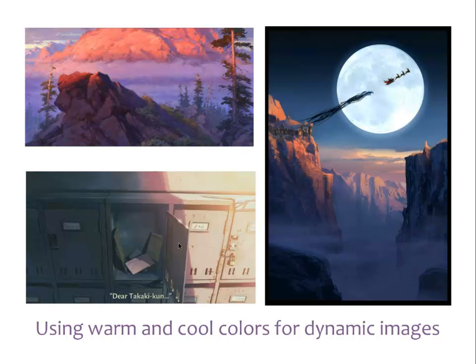Now, the next image is from 5 Centimeters per Second. This is from Makoto Shinkai, one of my favorite animated directors. And I encourage you to look at his works, because he uses mostly this kind of color scheme, using warm and cool colors together. And he does this really superbly in his anime backgrounds. In here, we have warm colors representing sunlight. And in the shadowed side, we have our cool colors, and it makes for a really dramatic kind of effect here.